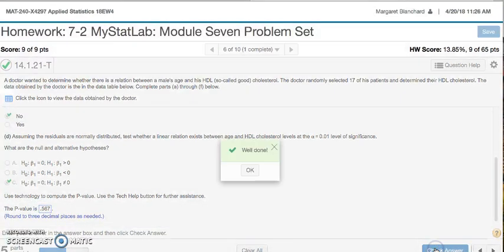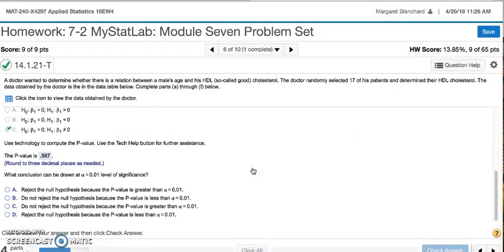Check answer. Well done. Okay, so next, what conclusion can be drawn at the alpha equals 0.01 level of significance? Remember, if your p-value is less than alpha, then you reject the null hypothesis. If your p-value is greater than your alpha, then you do not reject the null hypothesis.